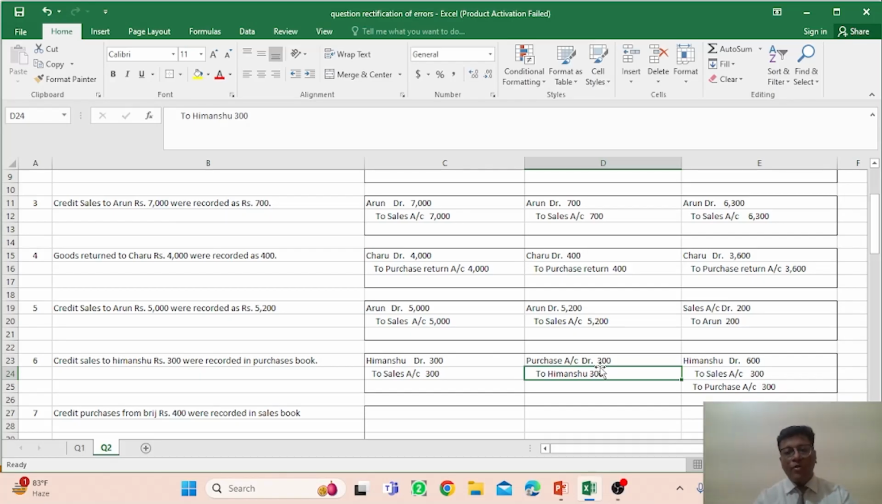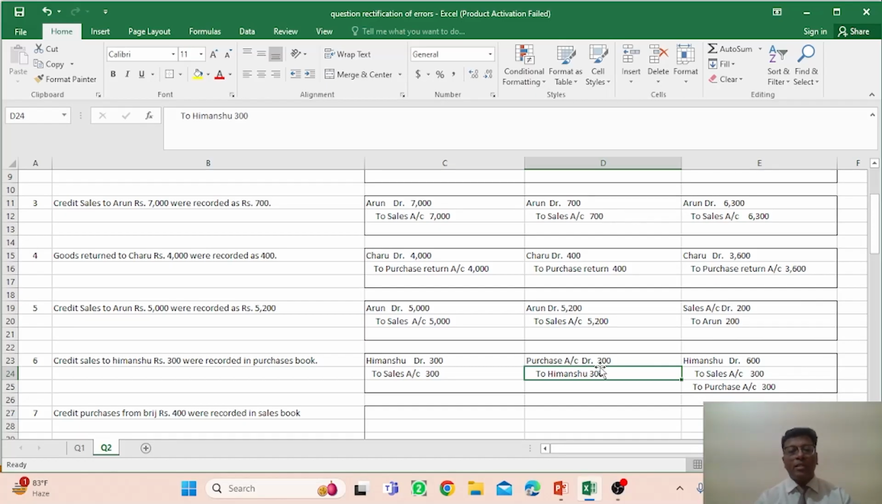So once again, we should consider this transaction. It is very, very important that the particular sale was made to Himanshu. It means there was a credit transaction. So Himanshu should be debit and to sales account. Okay, this was the correct entry, and it should have been posted in the journal. But now you see that purchase account debit to Himanshu rupees 300. This entry was wrongly entered in the books. Now what is the way you have to correct? That Himanshu should be debit by 600 and to sales account rupees 300 and to purchase account rupees 300.